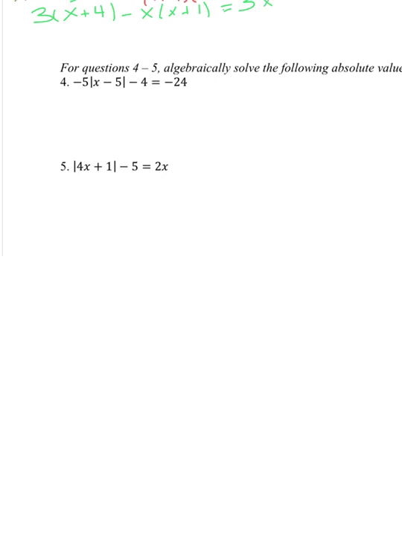So when I clean up this side, I have 3x plus 12 minus x squared minus x equals 3x. This is negative x squared plus 2x plus 12.